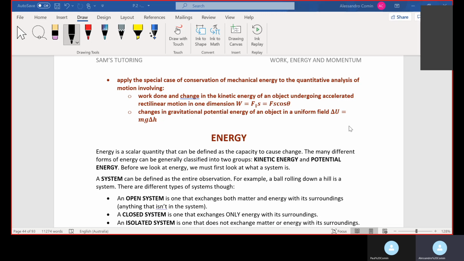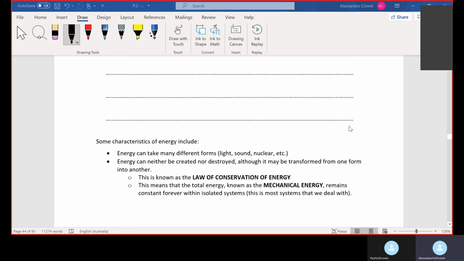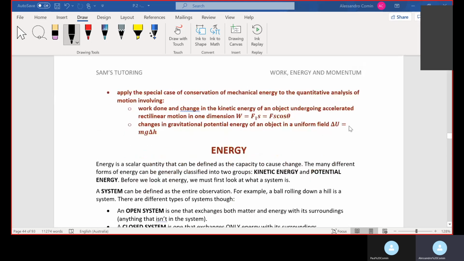Okay, I'm back. So we're going to start the next lesson, and the next lesson is all to do with work, energy, and momentum. So firstly, let's talk about energy. What is energy? Well, there's many different types of energy, as we know. We have kinetic energy, potential energy, heat energy, electrical energy, chemical energy, so on and so forth. But the overarching definition of energy is that it's a scalar quantity that can be defined as the capacity to cause change. So what that means is that all energy can cause change.